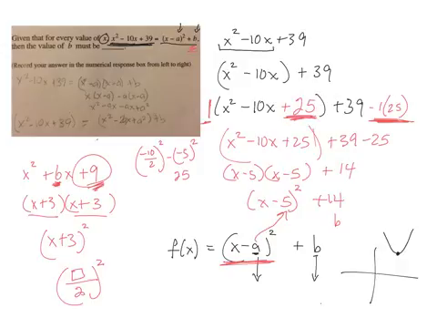Since there's a minus already in the equation, this would be a positive 5. a would be a positive 5. All right, hopefully that helps.